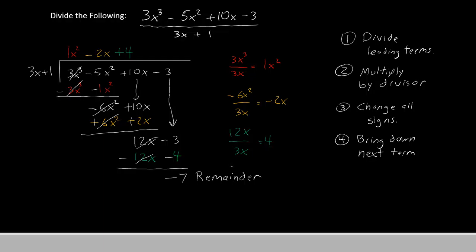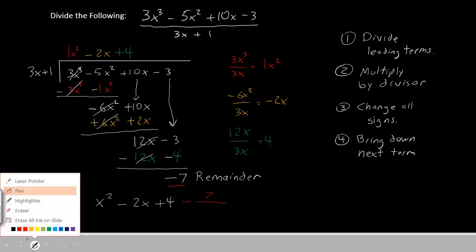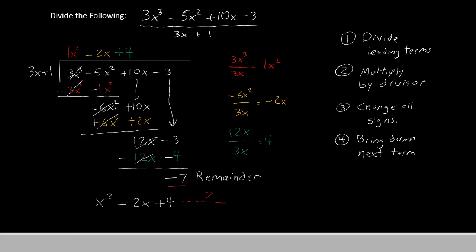Okay? So to write the answer, we're going to write down the terms that we found on top of the bar. So we'll have x squared minus 2x plus 4. That's most of our answer, but we also have to write the remainder. Our remainder here is negative 7, so we have to add on minus 7 and then divide it by something. Well, we're going to write the divisor on the bottom that we used up here. So we'll just have 3x plus 1 on the bottom. So our answer is x squared minus 2x plus 4 minus 7 over 3x plus 1. And that's our final answer.